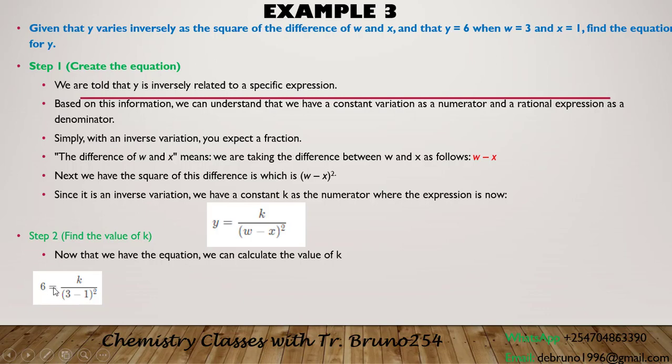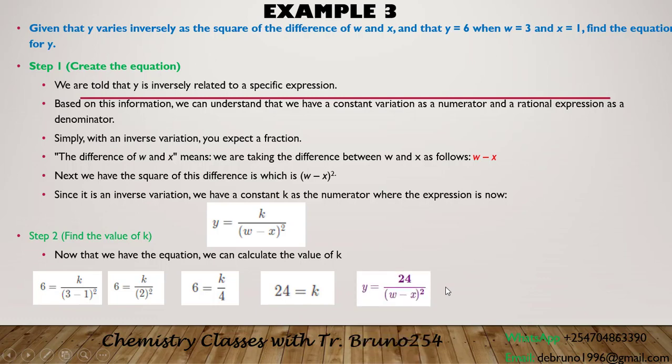And that becomes 6 equals k over (3 minus 1) squared. First, subtract 1 from 3, and we get 2. You need to square 2, which is 4. Do away with the denominator by multiplying all through by 4, where we get k equals 24. Last step, replace the value of k in the previous equation shown here. We get y equals 24 over (w minus x) squared.